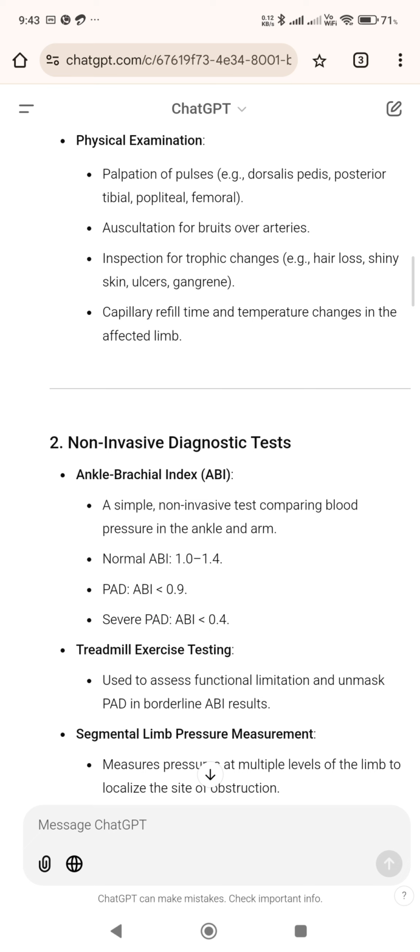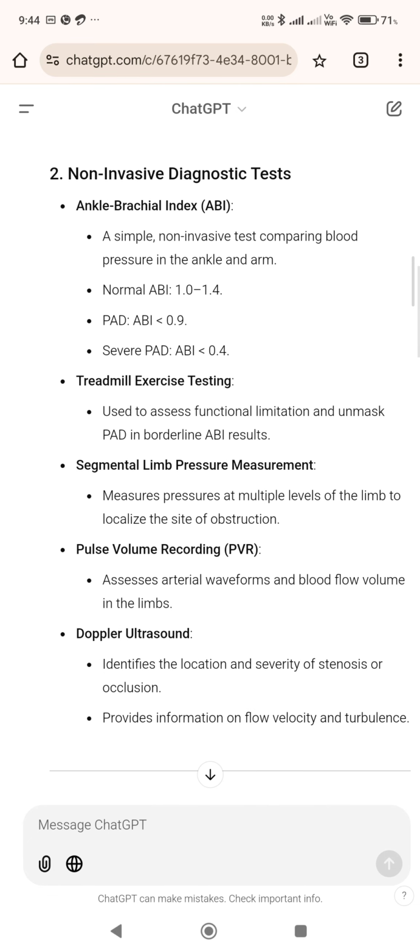Treadmill exercise testing, used to assess functional limitation and unmask PAD in borderline ABI results. Segmental limb pressure measurement, measures pressures at multiple levels of the limb to localize the site of obstruction. Pulse volume recording, PVR, assesses arterial waveforms and blood flow volume in the limbs. Doppler ultrasound, identifies the location and severity of stenosis or occlusion, and provides information on flow velocity and turbulence.